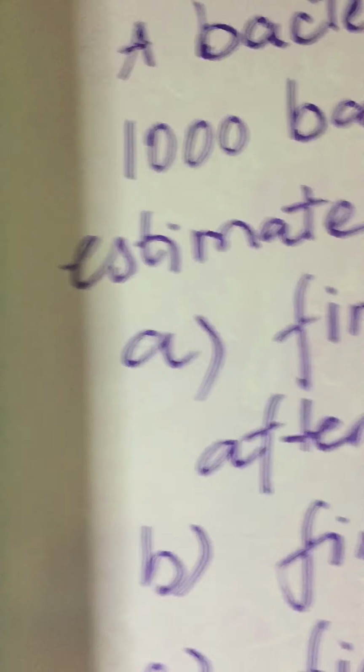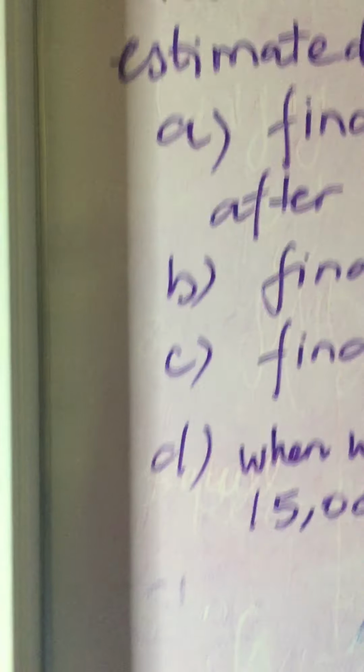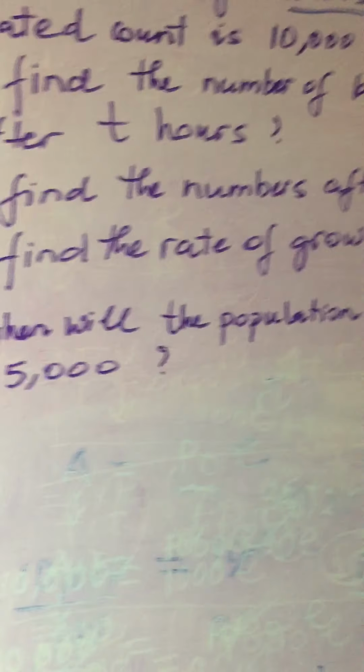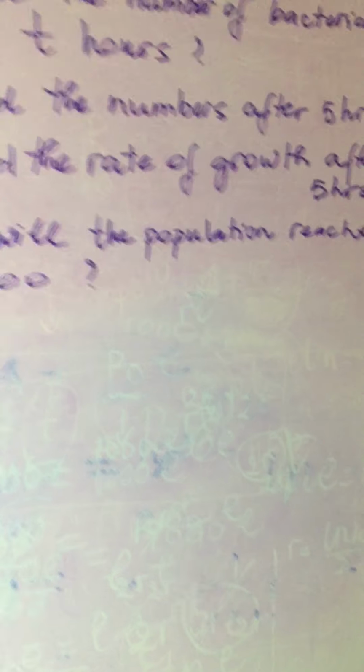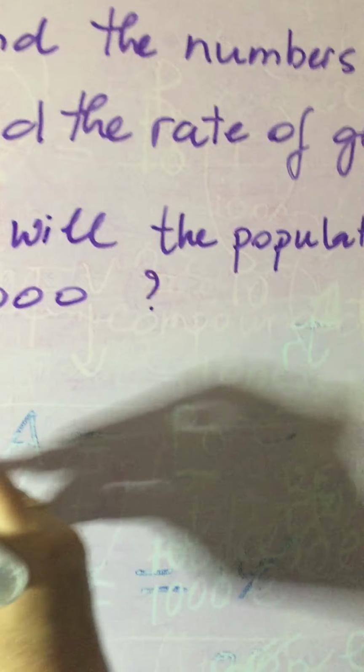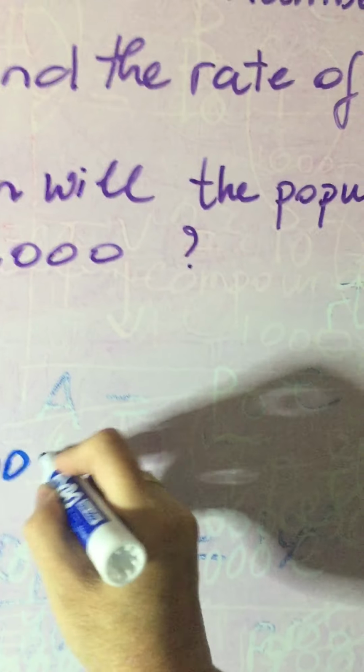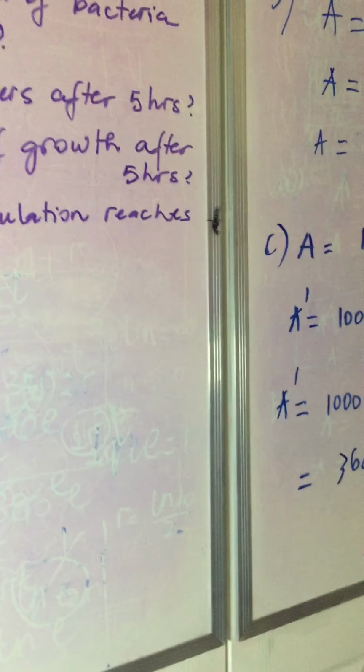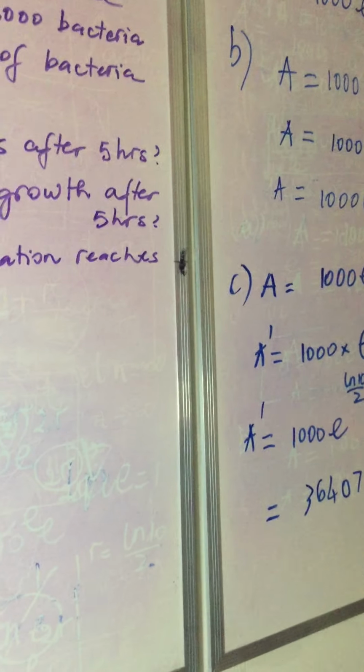Okay, so the last question is question D. The last question says, when will the population reach 15,000? So I'm going to substitute A by 15,000, right? And we want to solve for t. So what is our equation?